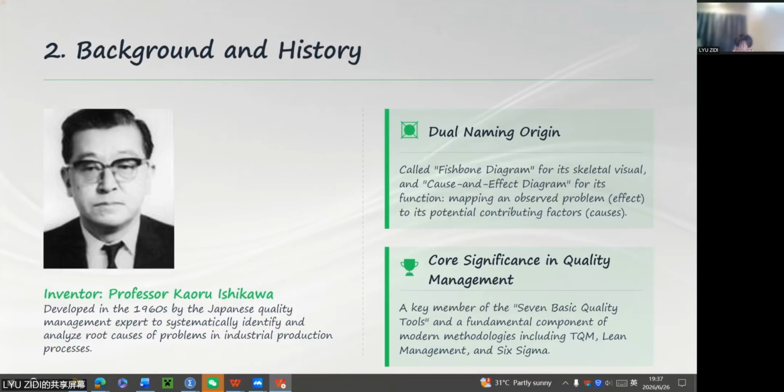The background and history. The fishbone diagram was developed by Professor Ishikawa in Japan during the 1960s. It's called a fishbone diagram because it looks like the skeleton of a fish. It's also known as the cause and effect diagram because it shows how different causes lead to one specific problem. Today, this is one of the 7 basic quality tools and is commonly used in lean management and Six Sigma.